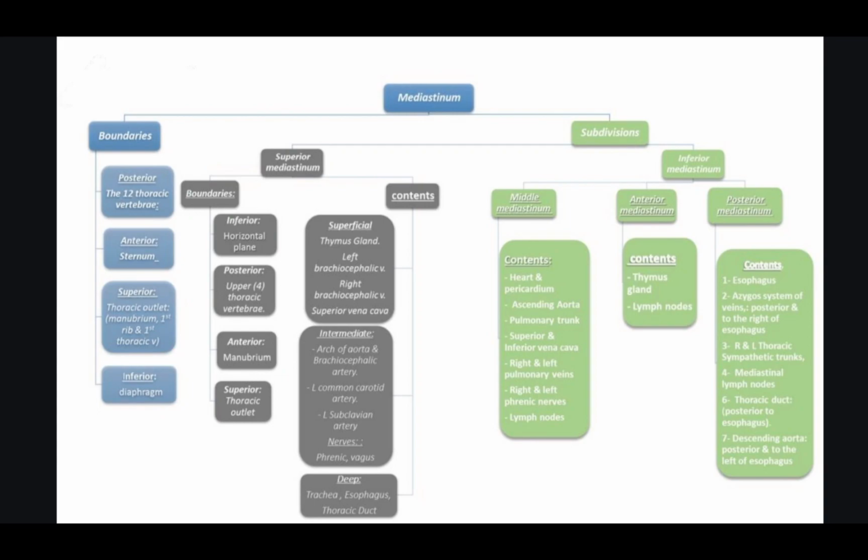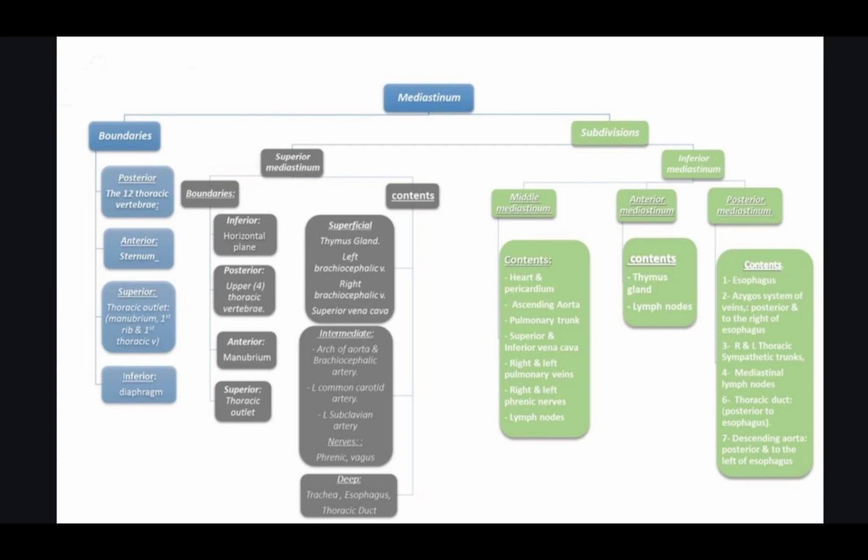And in the intermediate level it has three arteries, not four, but we can say three also. Four arteries and two pairs of nerves. So in the intermediate level: arch of aorta, right brachiocephalic artery, left common carotid artery and left subclavian artery, which is in the left part of the body, and right and left phrenic and vagus nerves.